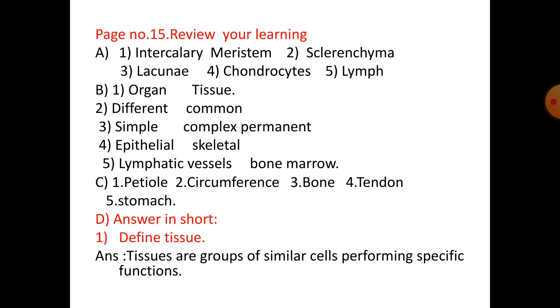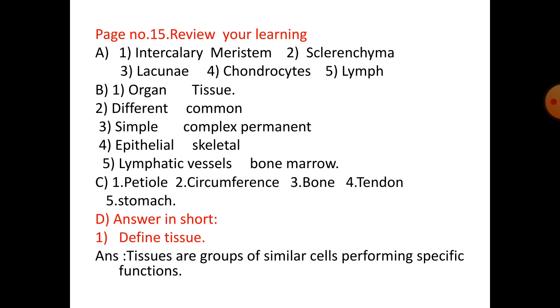Number B, identify the error in the given statement. Circle the incorrect word and write the correct word. So first number 1, the cells differentiated to form organs. So in place of organ, the answer will be tissue. Number 2, simple permanent tissue is made up of similar cells that perform different functions. So in place of different, the answer will be common.